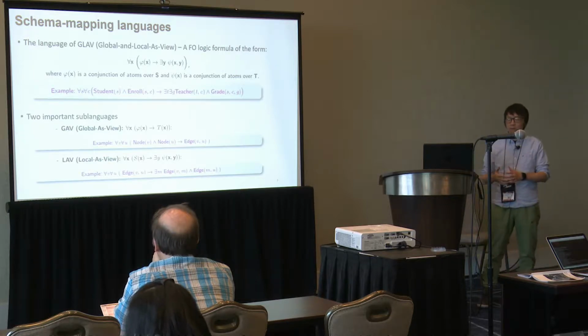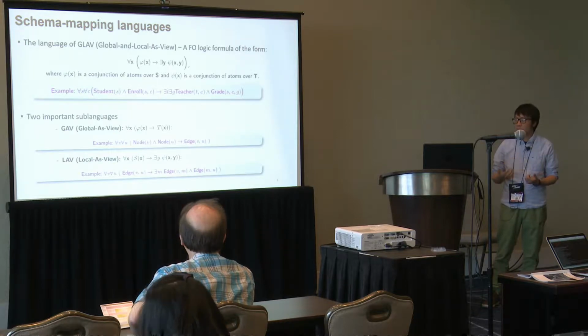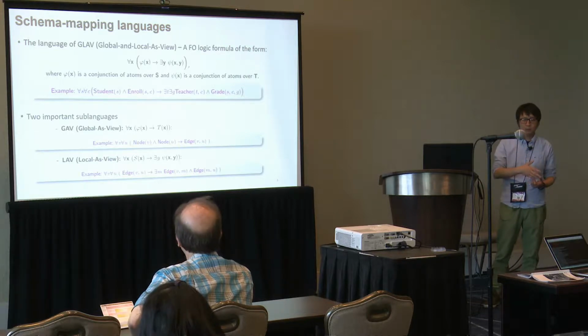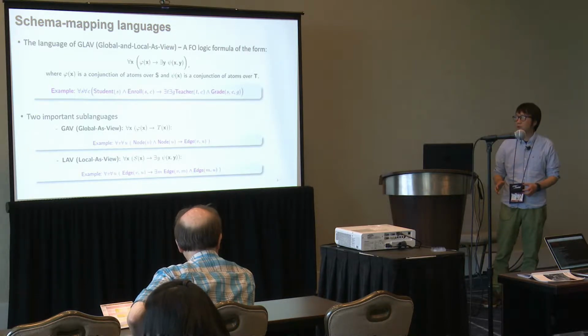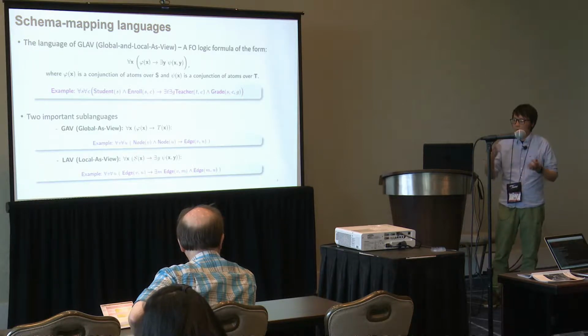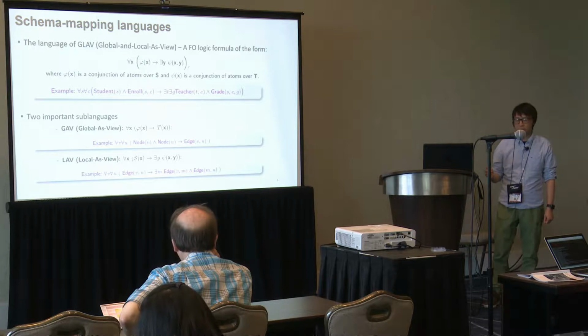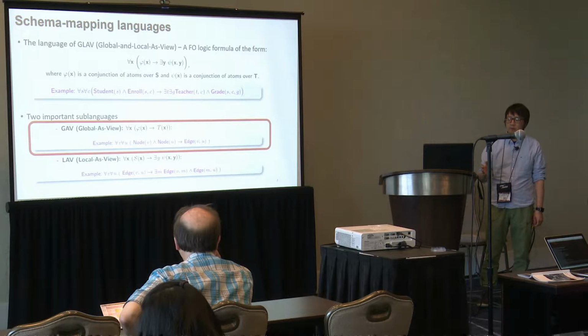And GLAV schema mappings have two important sub-languages. First, we have the GAV schema mappings and the LAV schema mappings. GAV stands for global-as-view. The difference between a GAV constraint and a GLAV constraint is that in a GAV constraint, the right-hand side is a single relational atom, and there are no existentially quantified variables. And LAV stands for local-as-view. The difference between a LAV constraint and a GLAV constraint is that in the left-hand side of a LAV constraint, there's only a single relational atom. Right? So our work focuses on the schema mappings that are expressed in the language of GAV constraints.